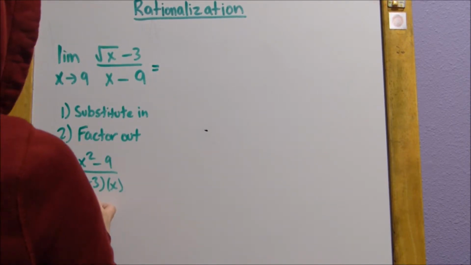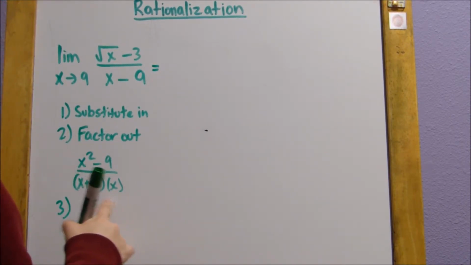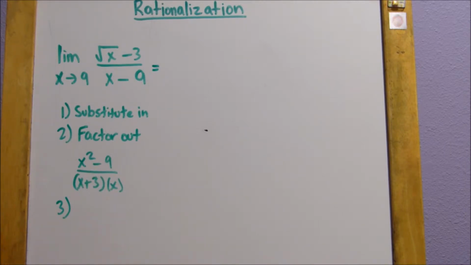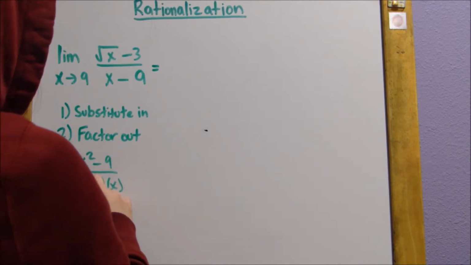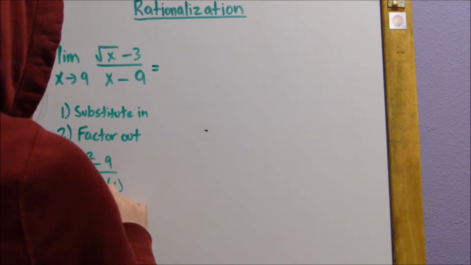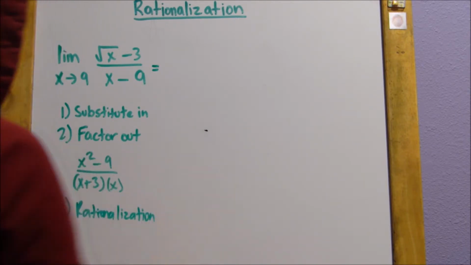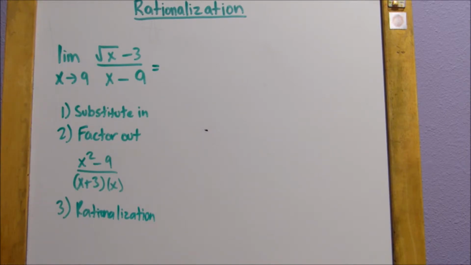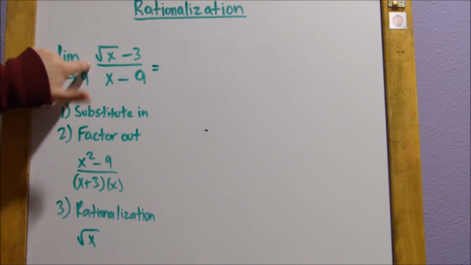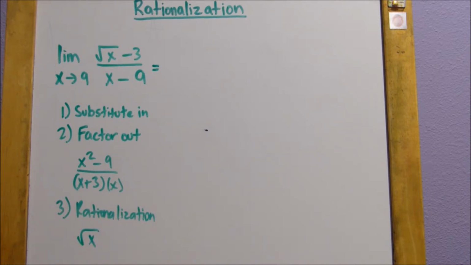So my third and final thing that you could do is rationalization. That's what happens when you look at a word and then you say something different and it's bad. Anyway, rationalization. So you normally do this anytime you see a square root. And looky here, we have a square root.